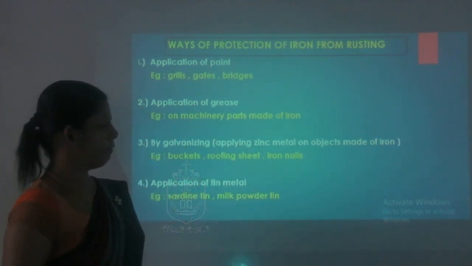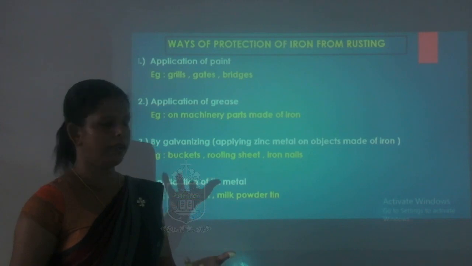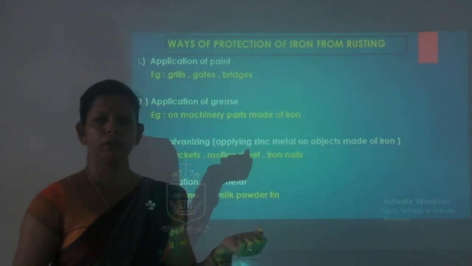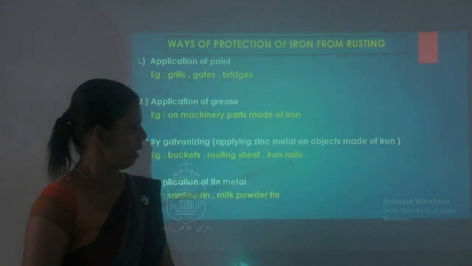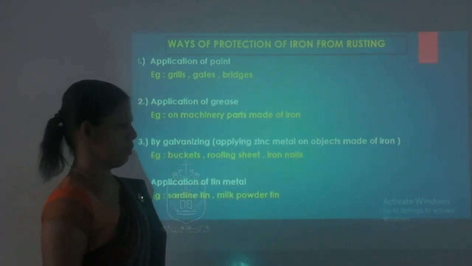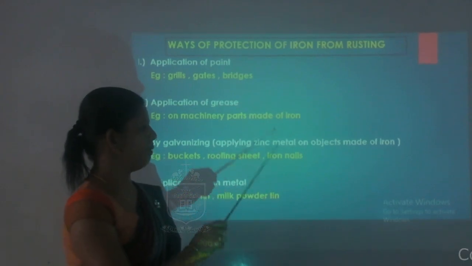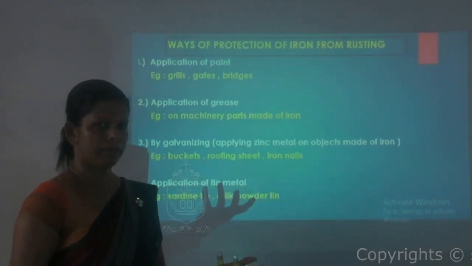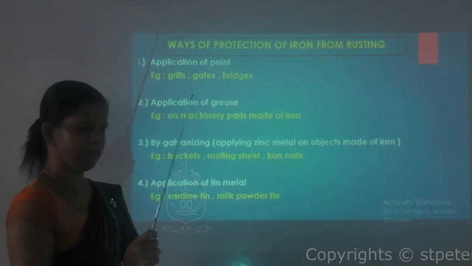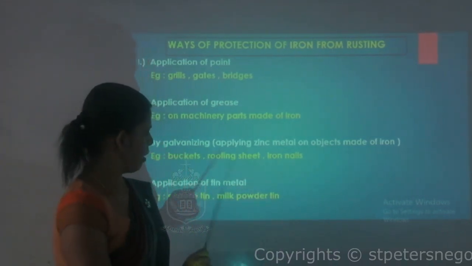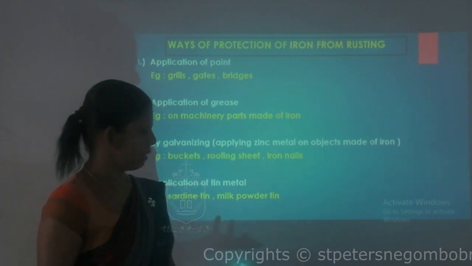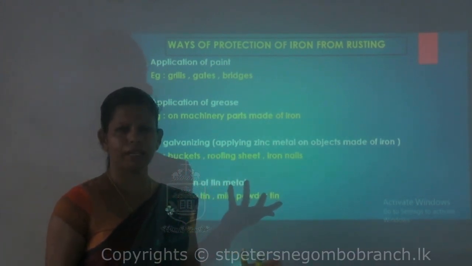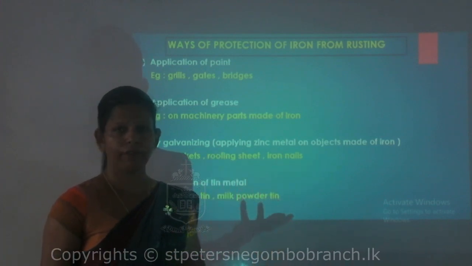And application of grease. We can apply grease to prevent rusting of some machinery parts. And by galvanizing. What is galvanizing? By applying metal on an object made of iron. Because of that galvanizing process, we can protect iron from rusting. We can use galvanizing for buckets, roofing sheets, and iron nails to prevent rusting of iron.